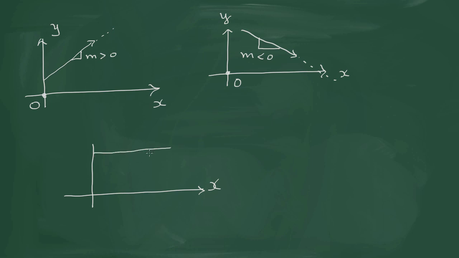Now here, for a horizontal straight line, you cannot draw a triangle. When a particular straight line is going down like this or going up like this, you can draw a triangle. But for this horizontal straight line, you cannot draw the triangle. And therefore, you simply write that m equal to 0. That is the slope equal to 0.